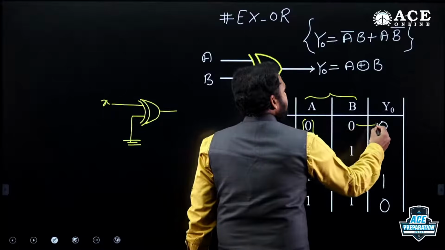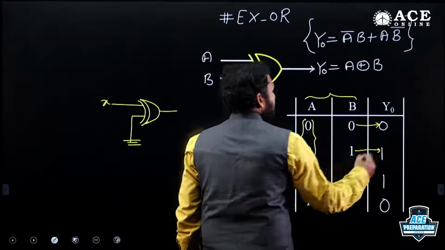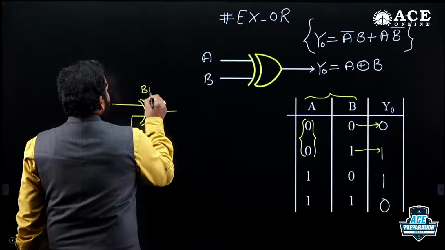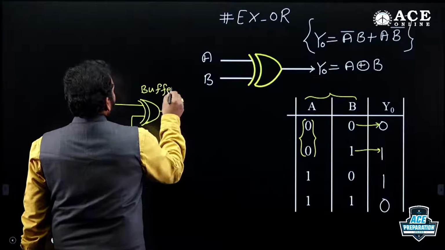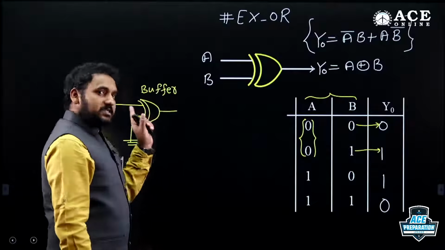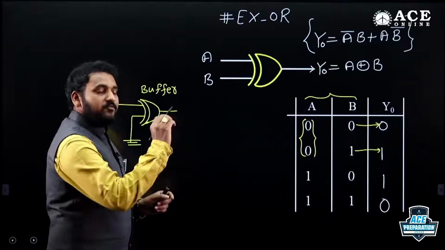Input 0, output is also 0. Input 1, output is also 1. So, I can say it as a buffer. It is acting as a buffer. Immediately, you can laugh at this, sir, what are you talking? Instead of using this logic gate, why don't you use a wire?